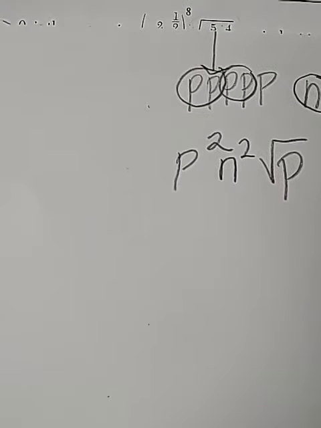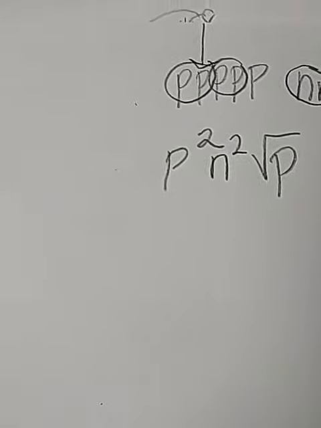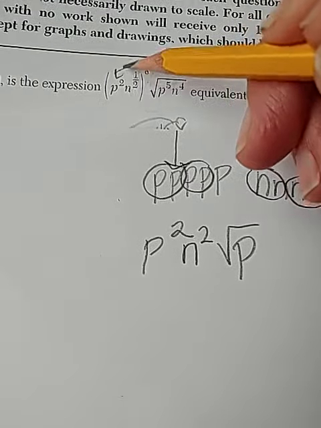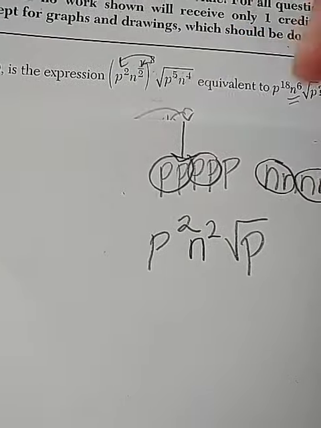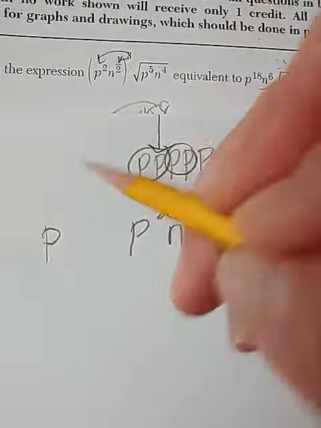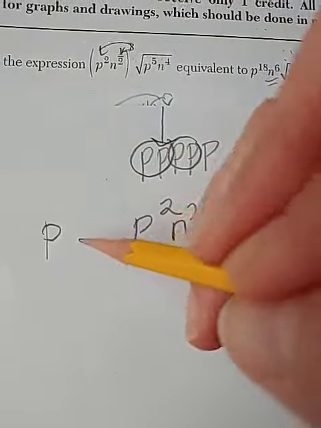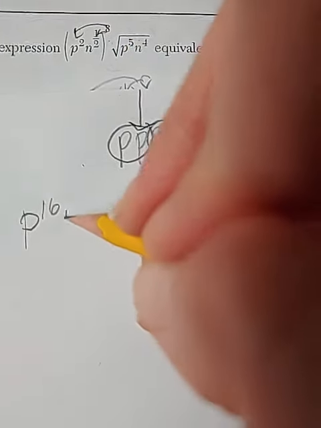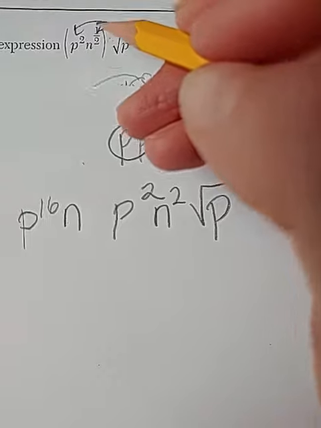All right, so now I also have another operation going on here. I have an exponent working on 2 terms. When I have a power and a power, I multiply. So I have p to the 8 times 2, which is 16, and n to the 8 times 1/2, which is 4.